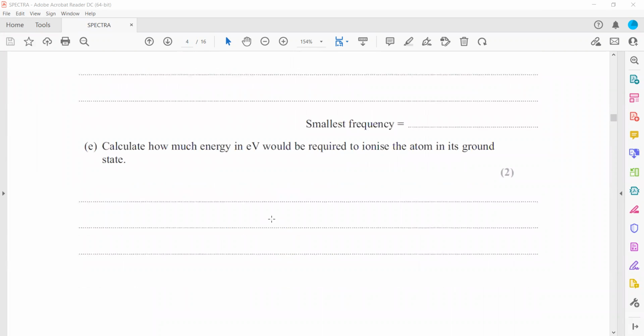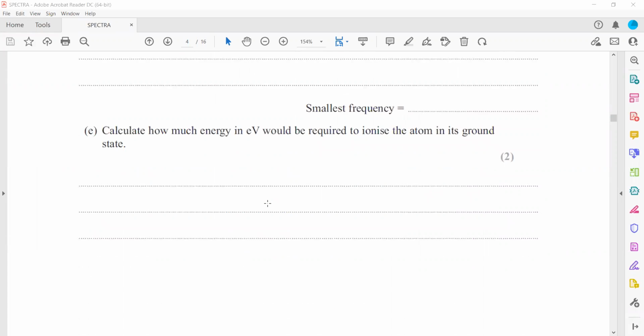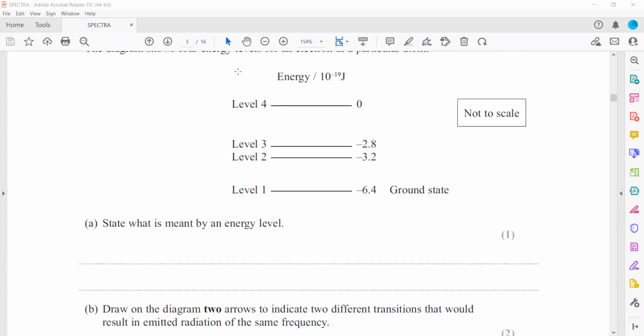Then calculate how much energy in electron volt would be required to ionize. The term ionize means removal of electron from an atom, and from a ground state. So we want to remove the electron from the ground state to outside. How much energy do we need? The difference in energy is 6.4, so energy needed is 6.4 into 10 to the power minus 19 joule.